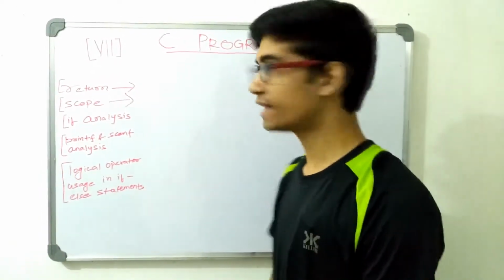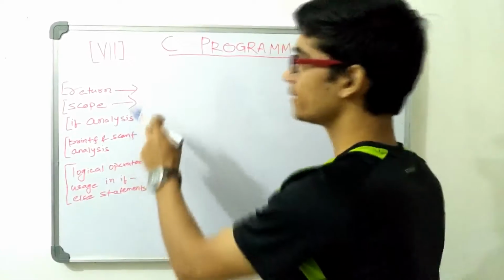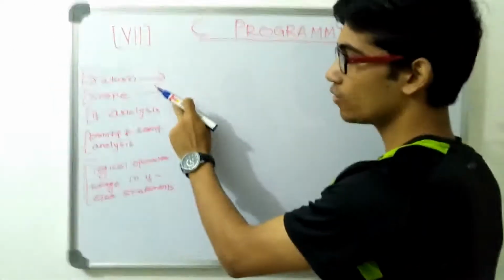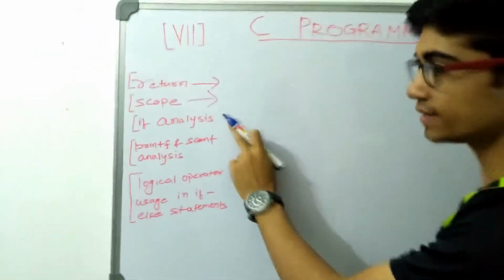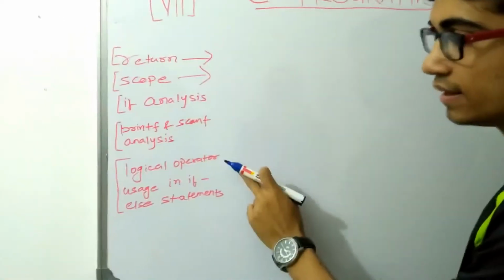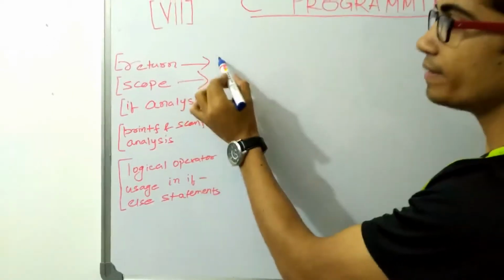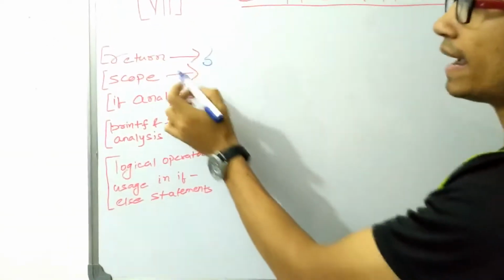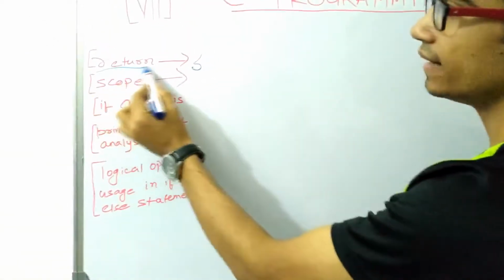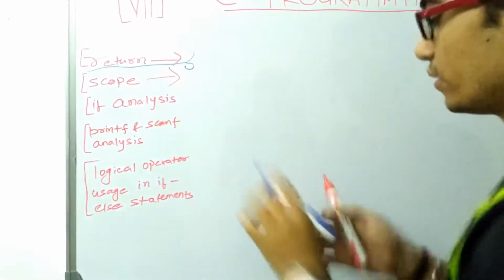Today we progress on our next video tutorial, and we will see about return in C, scope, and we'll do if analysis, printf and scanf analysis, and logical operator uses in if-else statements. We will get a very brief idea about this, okay? And we will see about return statements in detail when we learn functions, okay?